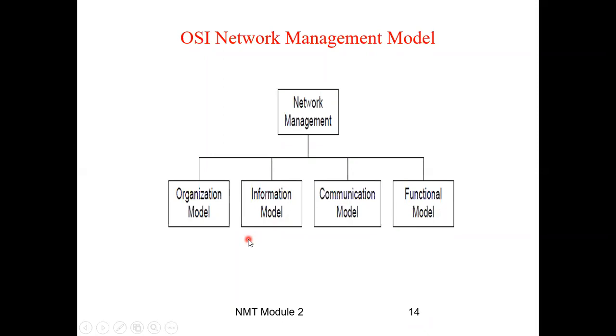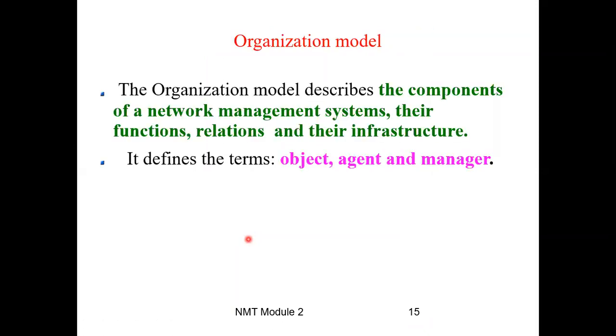Now, what do you mean by organization model? Please remember or write it somewhere. The organization model describes the components of a network management system, their functions, relations, and their infrastructure. Like in any organization, what all is there? We have the top management, we have the working team, we have the 4th class staff, and we have the subscribers. So there is a structure. What are the components? What is the relation between those components? What are the functions that those components are performing? And finally, since we are talking about network, what is the infrastructure?